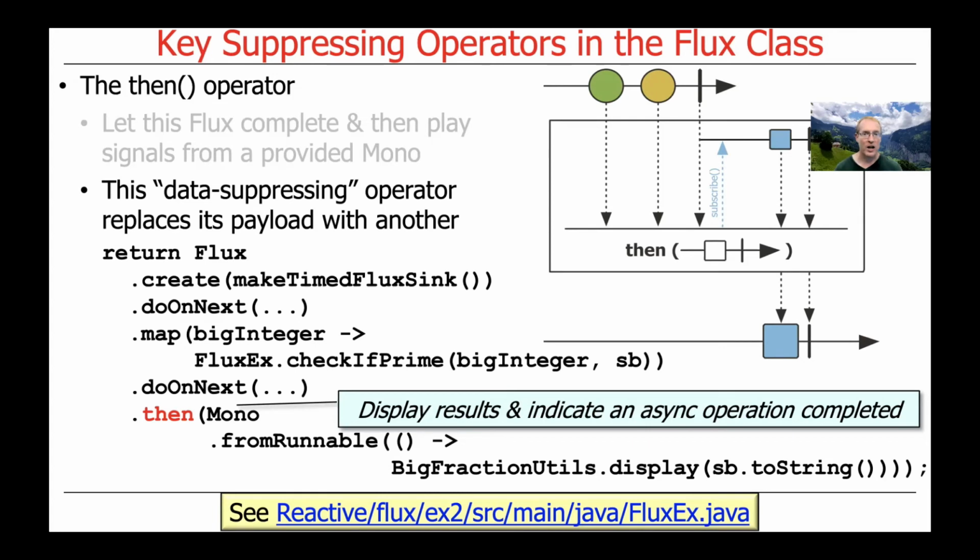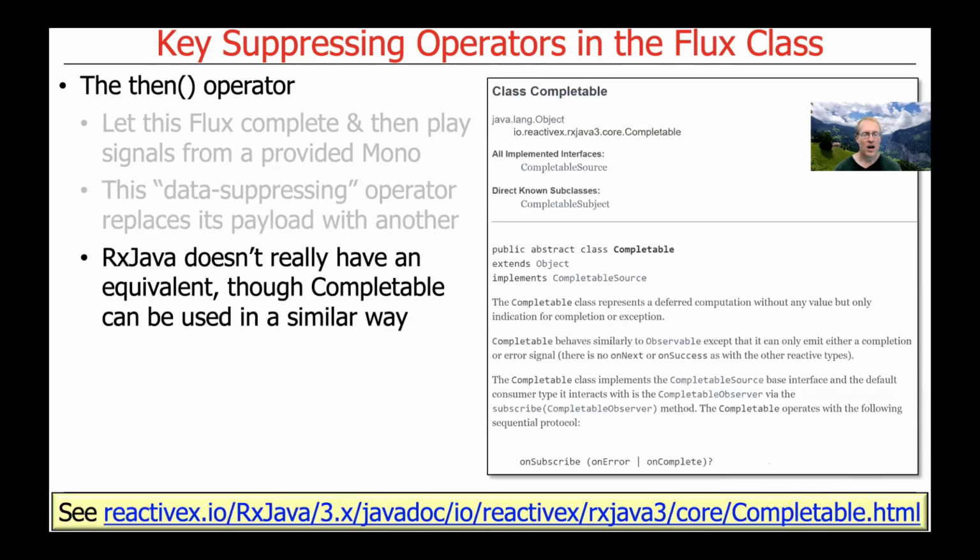And then when we're all done and we want things to wrap up, we go ahead and use dot then to ignore any other results that come out of the flux stream, which we've already processed and logged and so on, and then display the results and indicate that we're finished. So what we're going to do there is we're going to use mono.fromRunnable to display the results that we've accumulated asynchronously and then indicate that we're done. So it's a very clever way of kind of combining a couple of different capabilities.